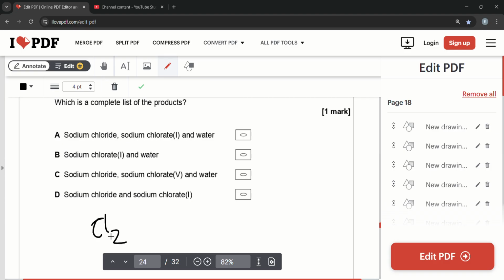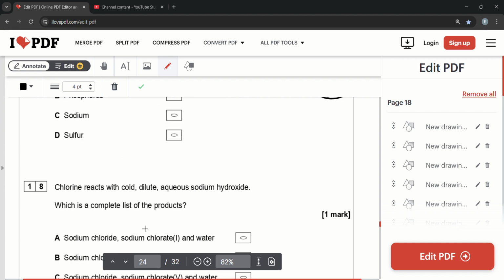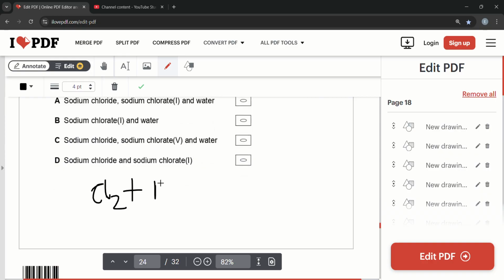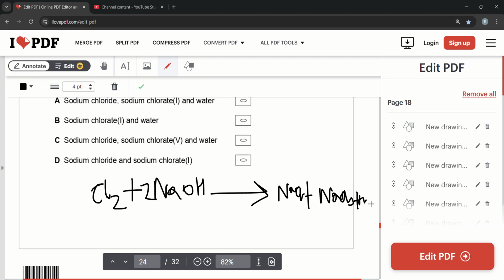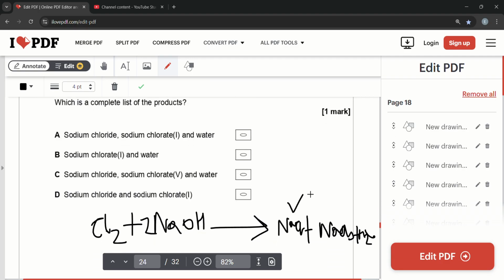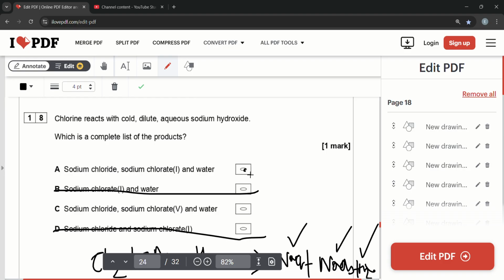This again is showing you just need to know your equations, because if you draw it out, write down the equations: chlorine plus NaOH, obviously it's 2 NaOH to form NaCl plus NaClO plus H2O. What do we form? We form sodium chloride. We form water. So it can't be B, and it can't be D. And we also form sodium chlorate, and it is 1.